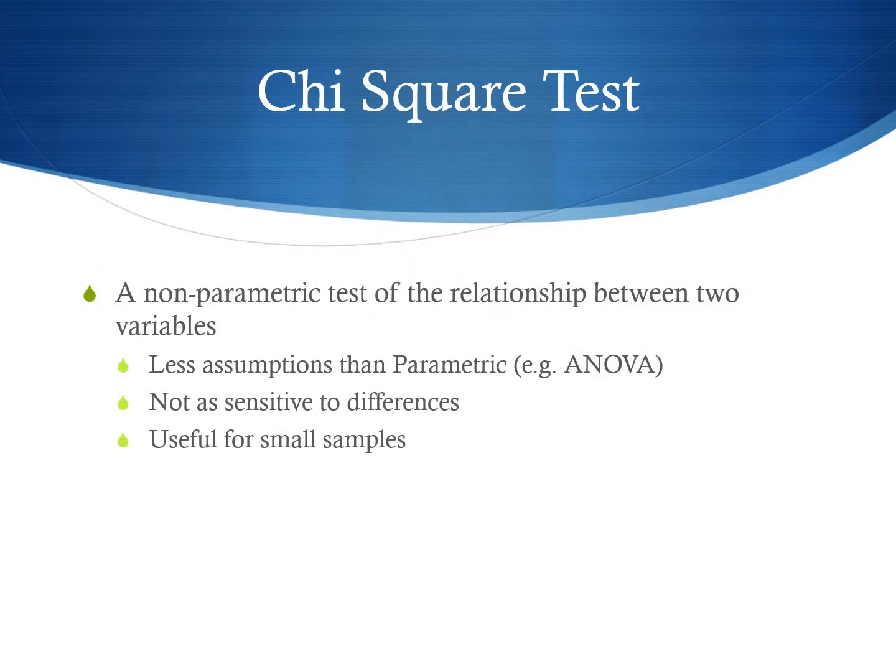Another thing we can look at is a Chi-square test. So this is a non-parametric test of the relationship between two variables. So we're looking at small sample sizes here. It has fewer assumptions than the parametric test ANOVA. So it's the non-parametric brother or sister to the ANOVA.